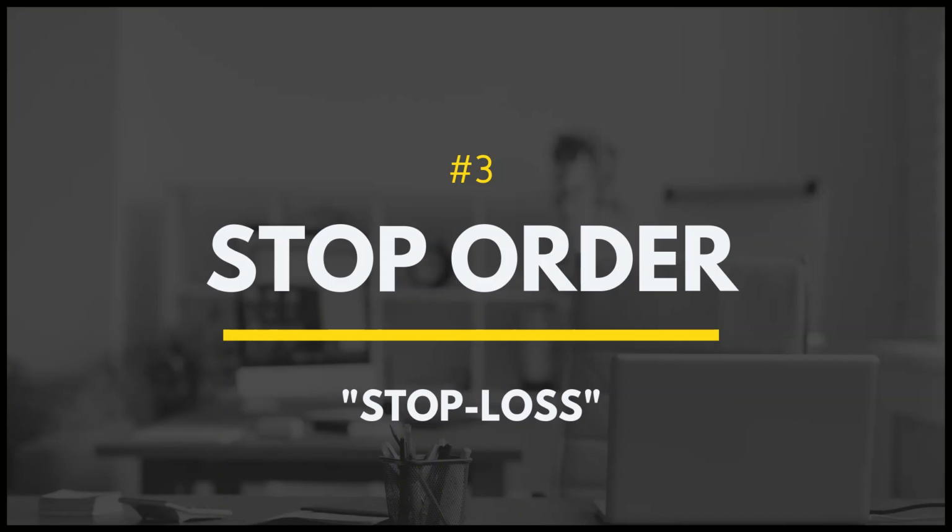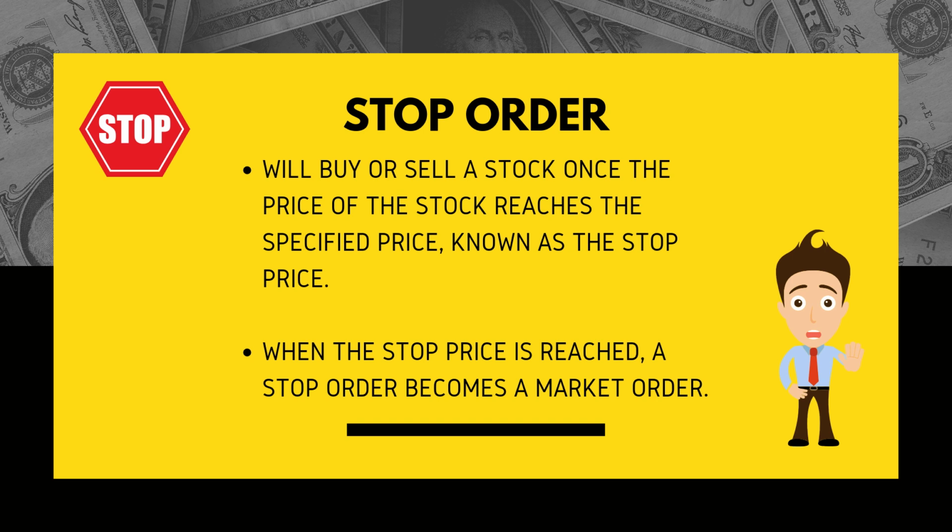So now let's go on to the third different order type, the stop order. Now the stop order is also known as the stop loss order. So let's explain the stop loss order. A stop order will buy or sell a stock once the price of the stock reaches the specified price, known as the stop price. When the stop price is reached, a stop order then becomes a market order.